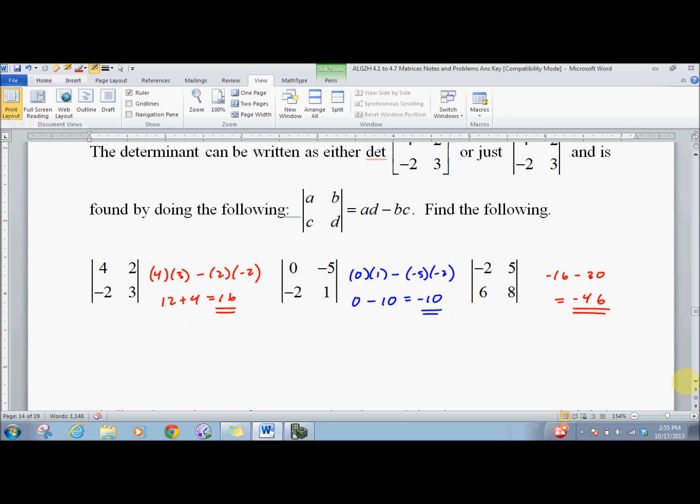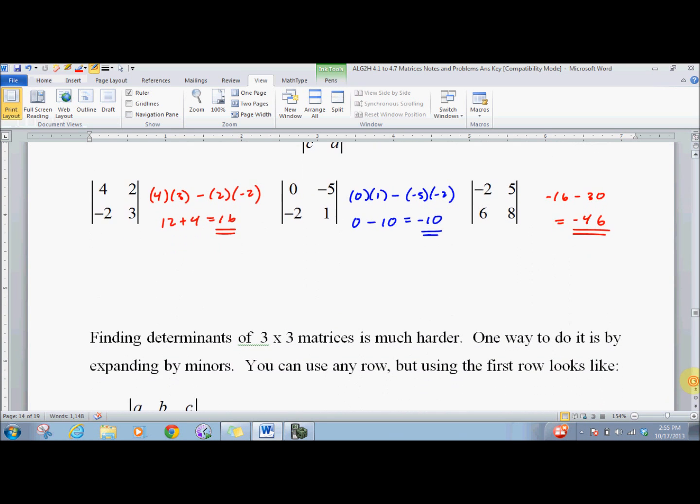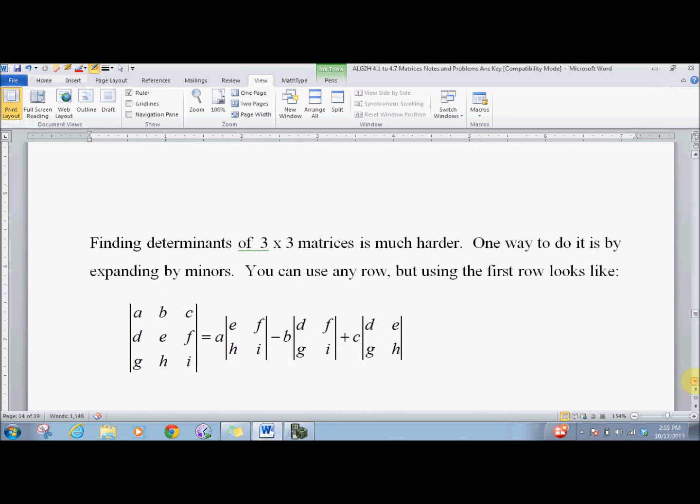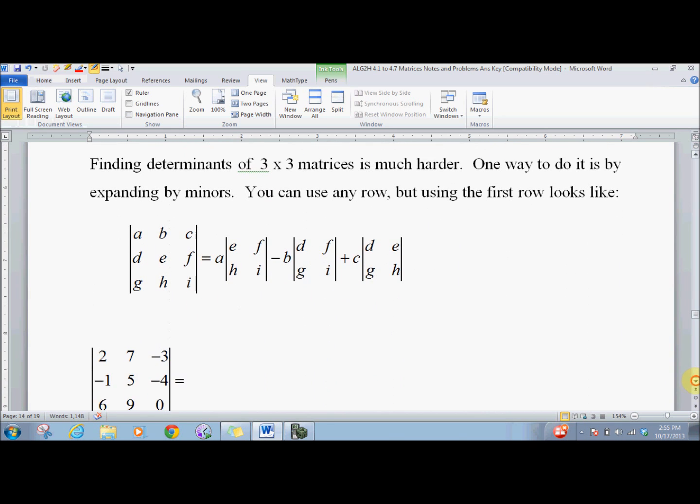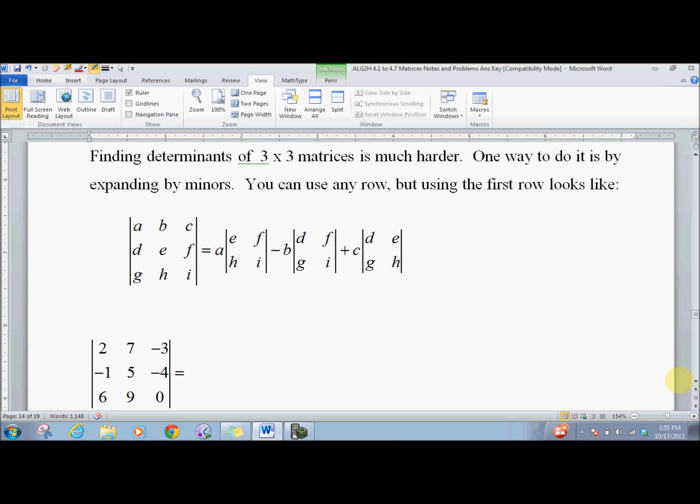That's it. For 2 by 2, this would be a pretty simple day. But I can't let you get away with that, so we got to do a 3 by 3, and that's really hard. There's a couple different ways to do it. One is called expanding by minors. You can use any row, but for the time being, let's just use the top row. There's times where it makes a lot more sense to use certain rows. And in this case, we're actually going to do it a column at a time.